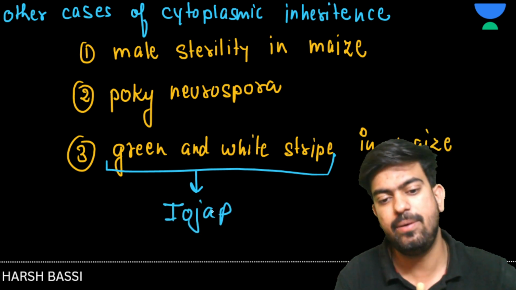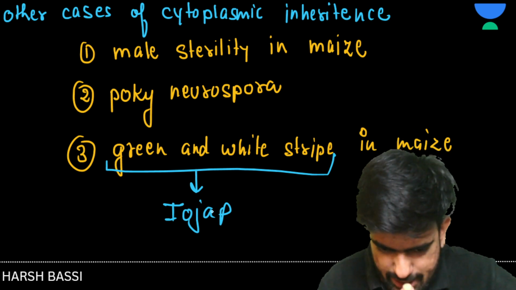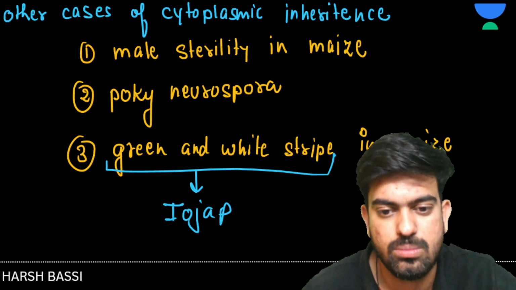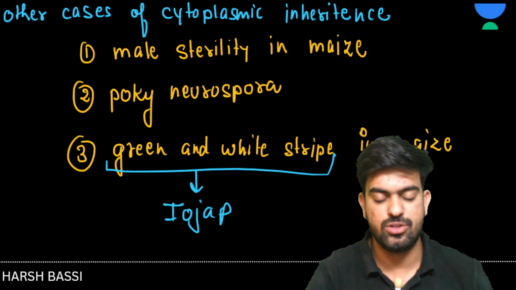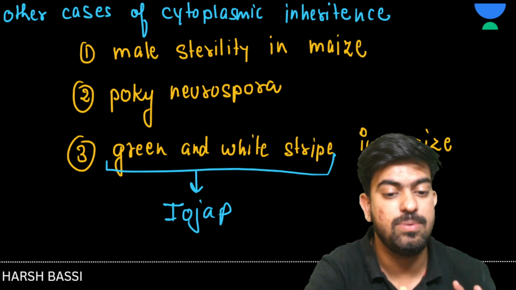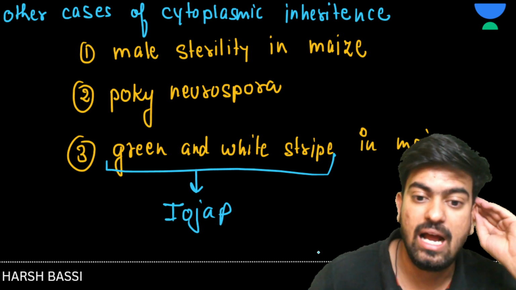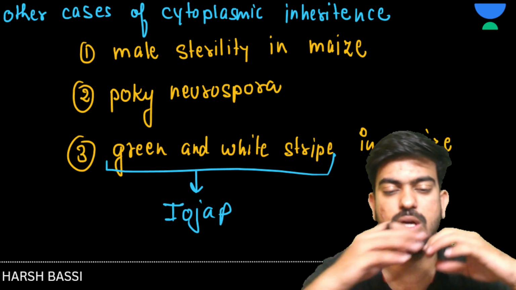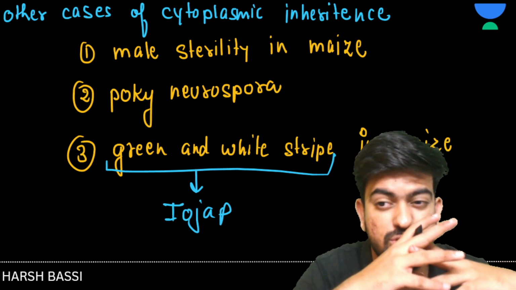Clear? Okay. Any doubts anywhere? Let me know in the comment section. So this was all about cytoplasmic inheritance and polygenic inheritance.